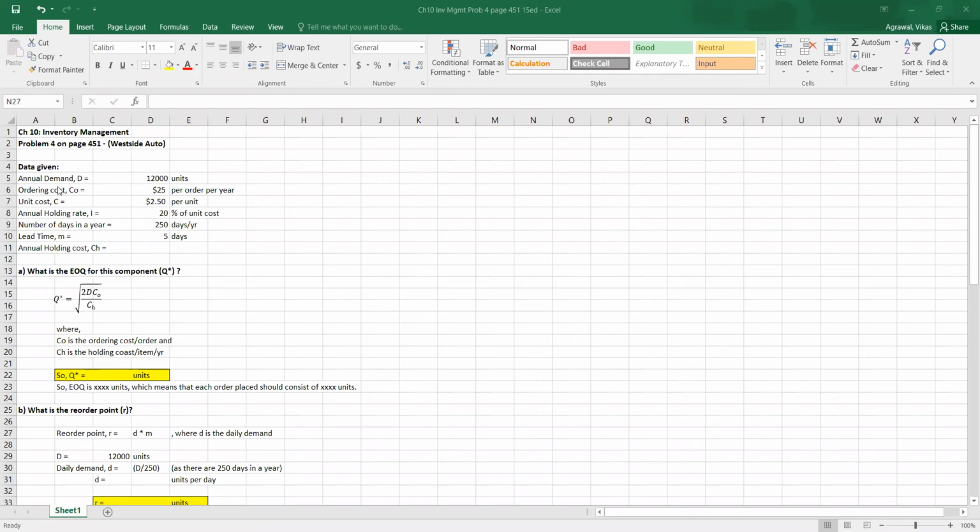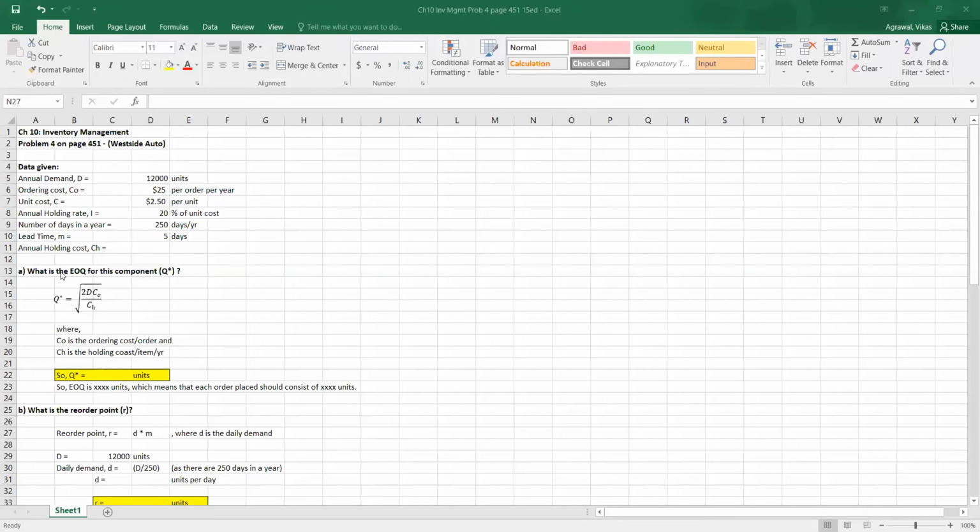So you have been given the data: the annual demand of 12,000 units per year. The ordering cost is $25 to place one order, and the unit cost of the component is $2.50 per unit. The annual holding rate is 20% of the unit cost, and the number of days in a year equals 250 working days, and the lead time, which is M, equals 5 days, which means once you place the order, it takes 5 days for you to receive the order.